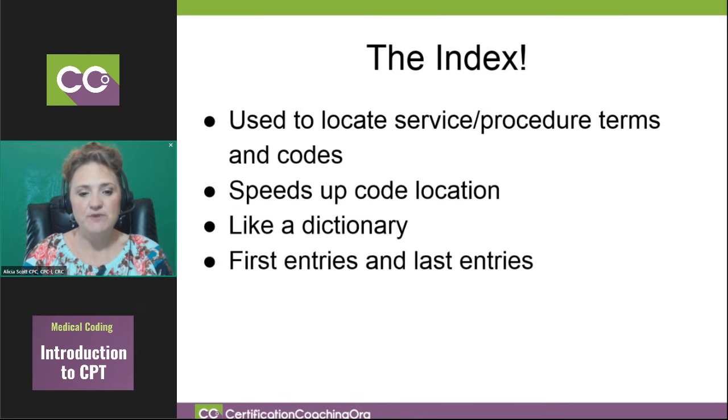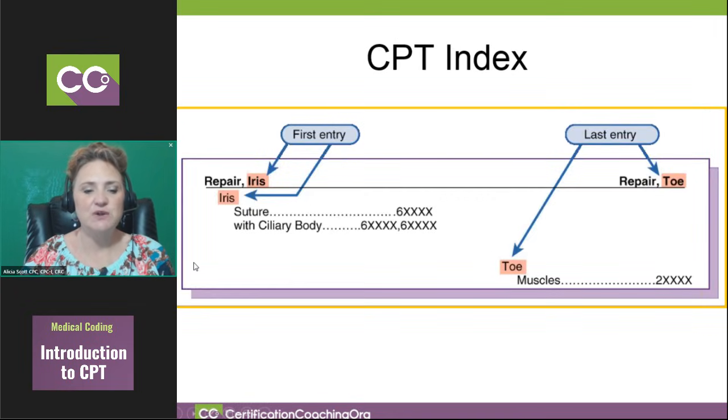It's so simple, but be aware of first entries and last entries when you're looking at those, because it does indent. This is what it looks like. I'm going to do a repair. A repair to what? The iris. So this is what I'm looking for, the iris. And what kind of repair am I going to do? Am I going to do a suture, or is it going to be with a ciliary body, which is part of the eye? These are telling you where the codes would be. The X's are just placements.